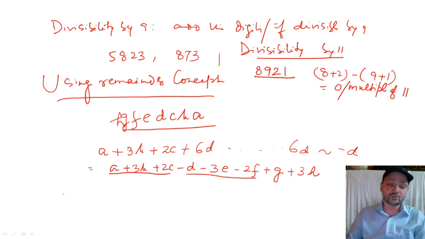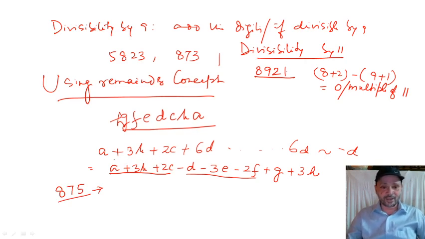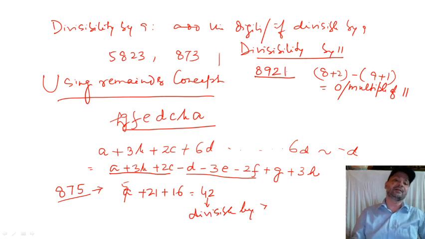Suppose you take an example, say 875. Whether this number is divisible by 7, you will use this formula: A plus 3B plus 2C. So it will be A plus 3B, 3 into 7, that is 21, and plus 2C, that is 16, and A is nothing but 5. So 5 plus 21 plus 16 is 42, and 42 is divisible by 7. That is why we say that this number is divisible by 7.